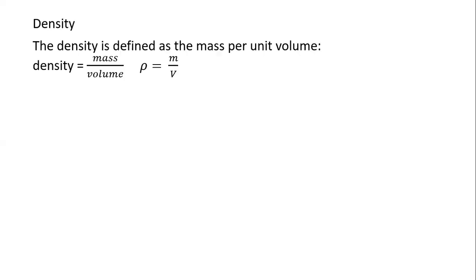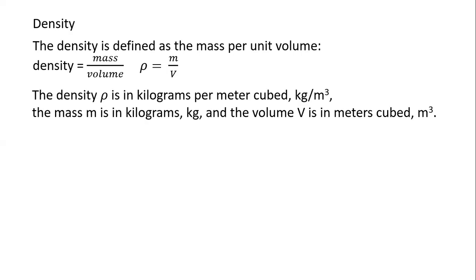Density. So density is defined as mass per unit volume. You can see density is equal to mass over volume, where we write density as rho. So rho is equal to m over v. The density rho is in kilograms per meter cubed, that is kg/m^3. The mass m is in kilograms, that means kg, and the volume v is in meters cubed, that means m^3.